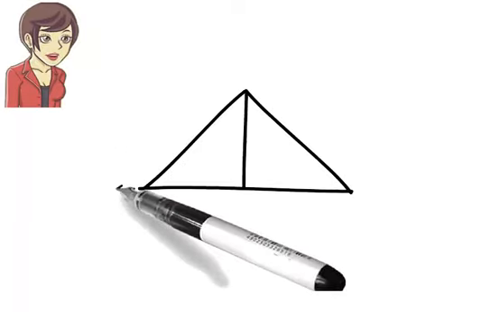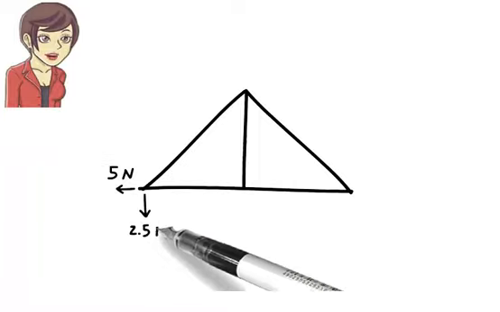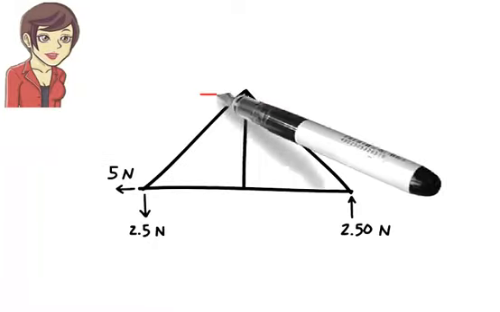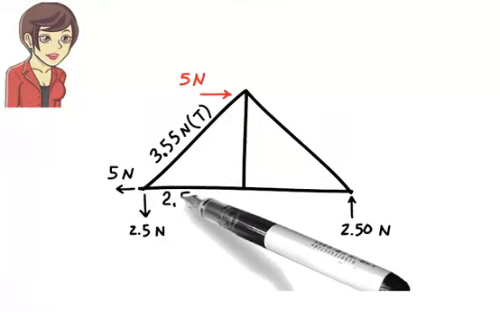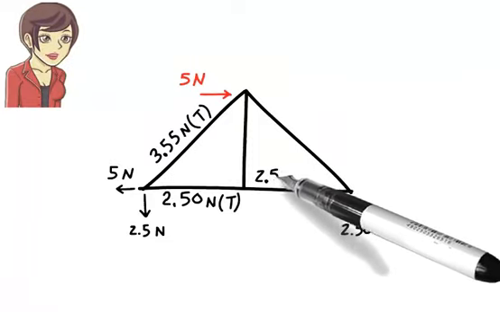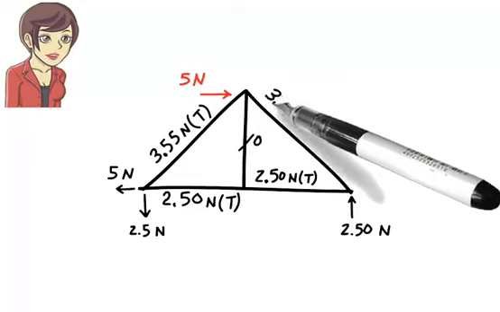We generally present the results of truss analysis by writing the force magnitudes on the members and marking the compression member with a capital C and the tension members with a capital T.